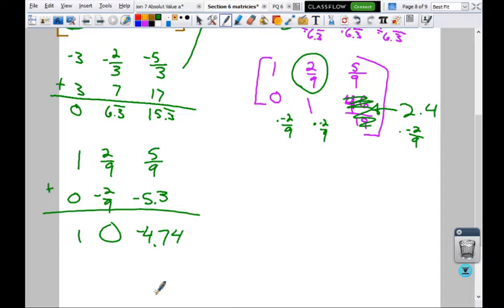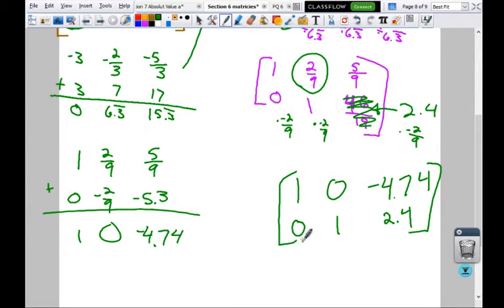Alright, that's my new one. This one is off a little bit because we estimated and rounded, but who cares? It's good enough. So I got 1, 0, negative 4.74, 0, 1, 2.4. Am I done? Almost. Have I actually said what my answer is? What does x equal? Negative 4.74. And y equals 2.4.